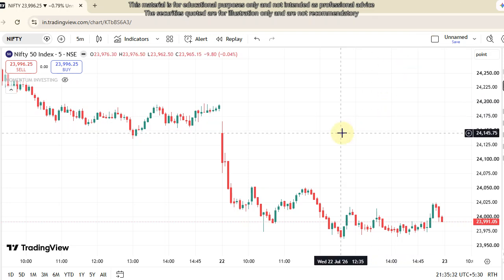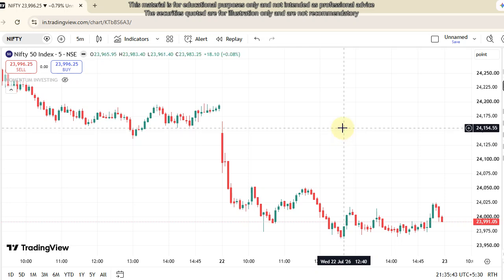For this strategy, we have created a separate TradingView free indicator. It is not protected, it is free for everyone. Whoever is viewing the video can easily add the indicator to their charts.